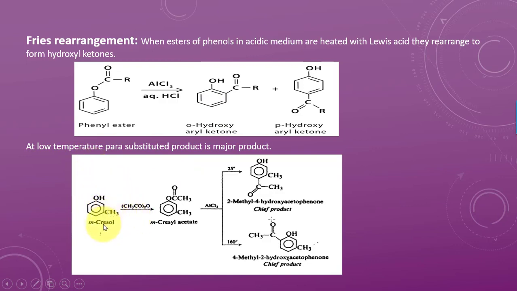We say that meta-cresol, when made to react with acetic anhydride, gives meta-cresyl acetate, which on reaction with aluminium chloride at 25 degrees centigrade gives the para substituted product as the major product, and at 160 degrees centigrade the ortho substituted product is the major product. This reaction is called the Fries rearrangement.